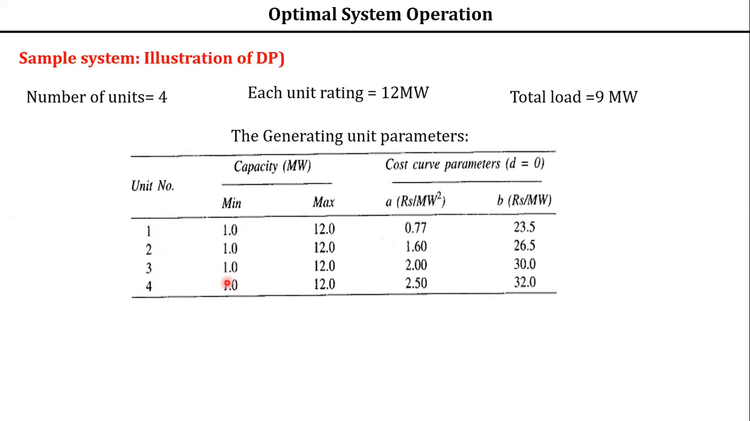The minimum loading on each unit is taken to be 1 megawatt. You see that? You cannot shut down completely, isn't it? That is one more thing you have to keep in mind. So this 1 megawatt we have to operate, and the maximum is 12 megawatt. Maximum loading on each unit will be 12 and minimum will be 1 megawatt.